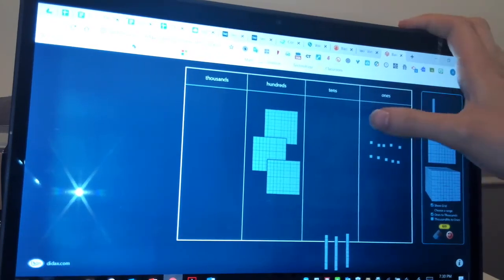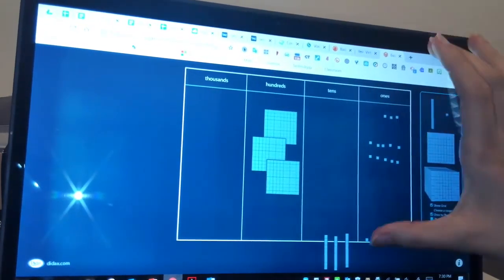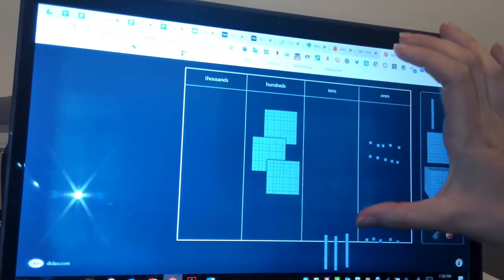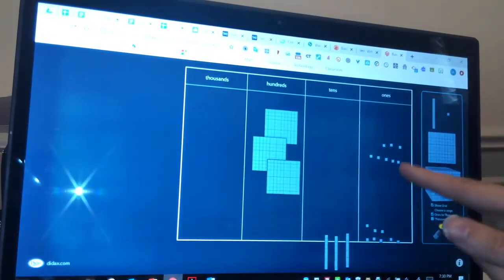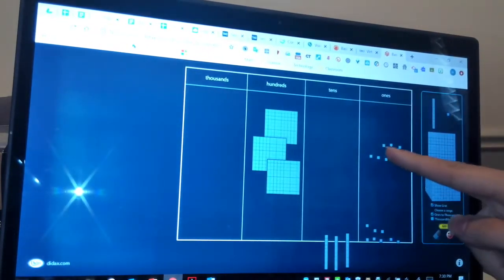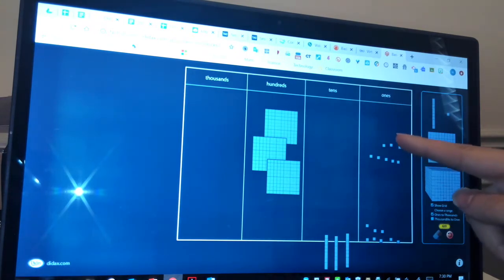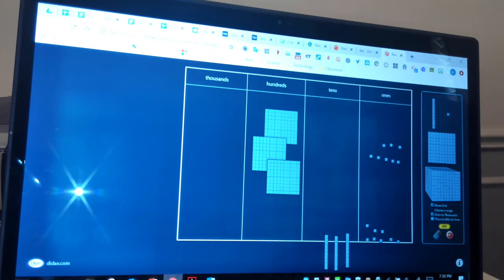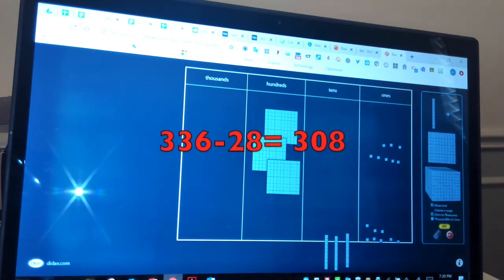So I'm going to go up here. Now if I look here, I have 1, 2, 3, 4, 5, 6, 7, 8. 8 ones are left. Okay, and I have 300s. So my answer before I add my 79 is 308.